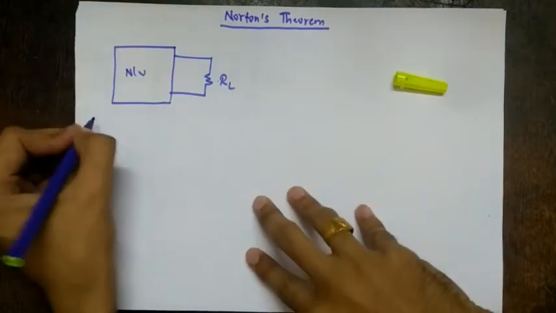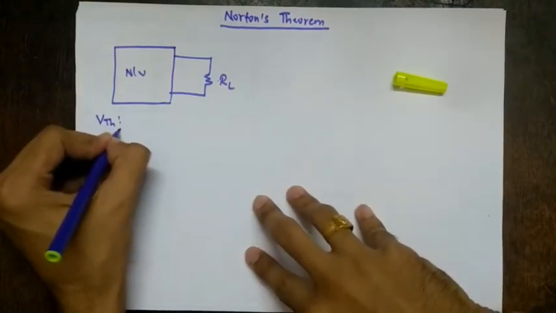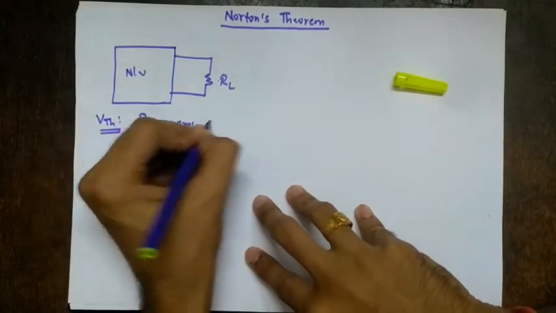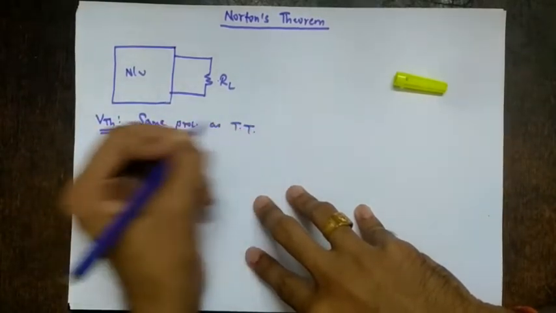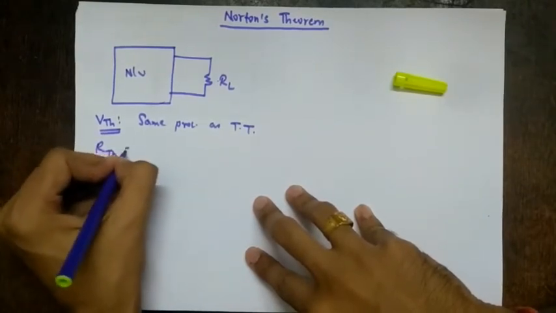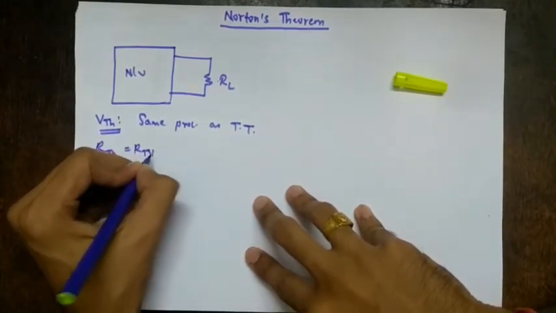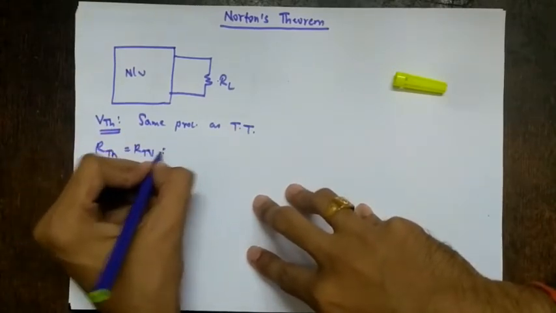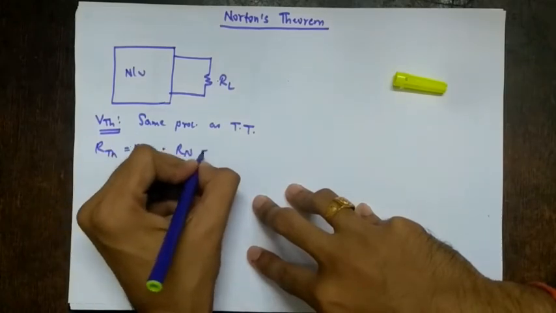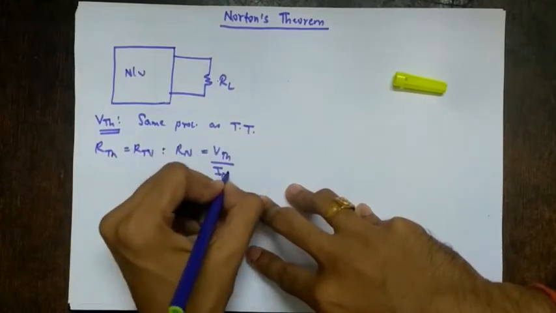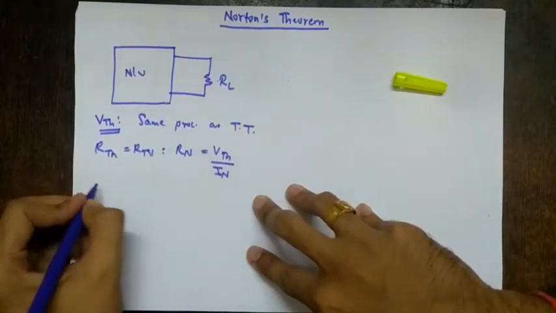So how we do it is, again we first find VTH using the same procedure as Thevenin's theorem. Then we find RTH, which is equal to RN. Since it is Norton's theorem, it is called Norton's resistance. Again, same formula, RN equals VTH upon IN. Then we draw the Norton's equivalent circuit.